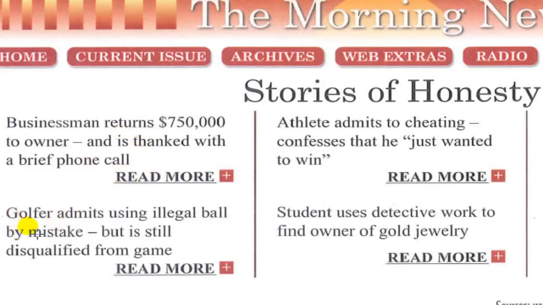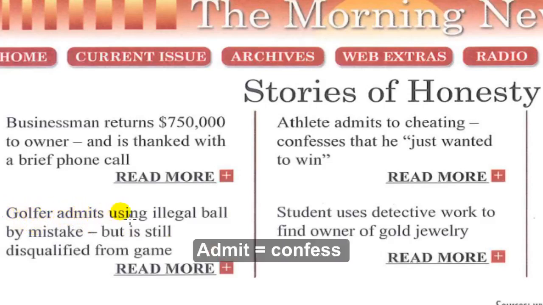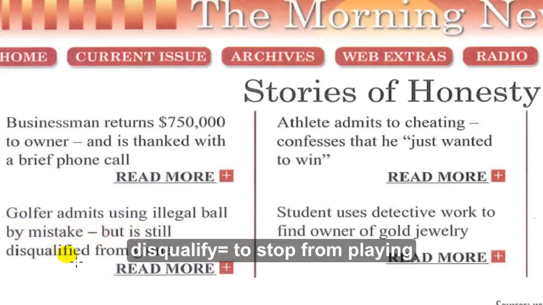Second story. Golfer admits using illegal ball by mistake, but is still disqualified from game. Golfer, a person who plays golf, who confesses using an illegal ball, not a legal ball. By mistake. He didn't do that on purpose, it was by mistake, by accident, by chance. But is still disqualified from game. They didn't accept him to play the game.